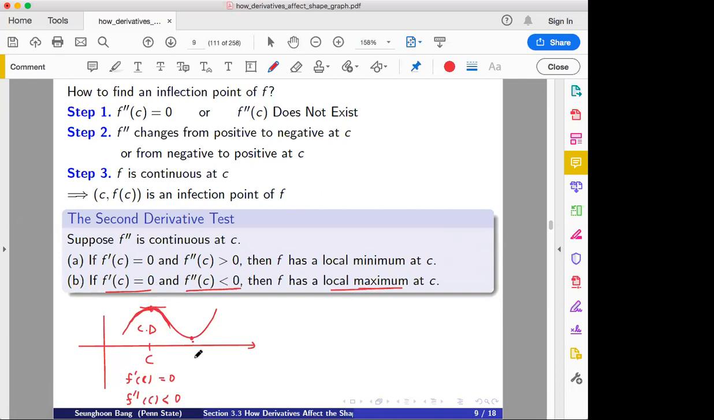Here, this is D. What is f prime of D? Yup, 0 again. This is a horizontal tangent line. What is the second derivative at D?